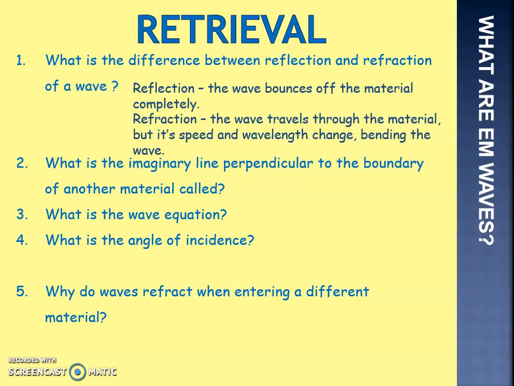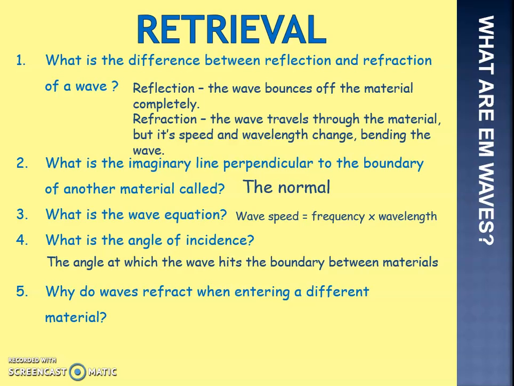What's the imaginary line perpendicular to the boundary of a material called? It's called the normal. What's the wave equation? Wave equation is wave speed equals frequency times wavelength. What's the angle of incidence? That's the angle at which the wave hits the boundary between materials.